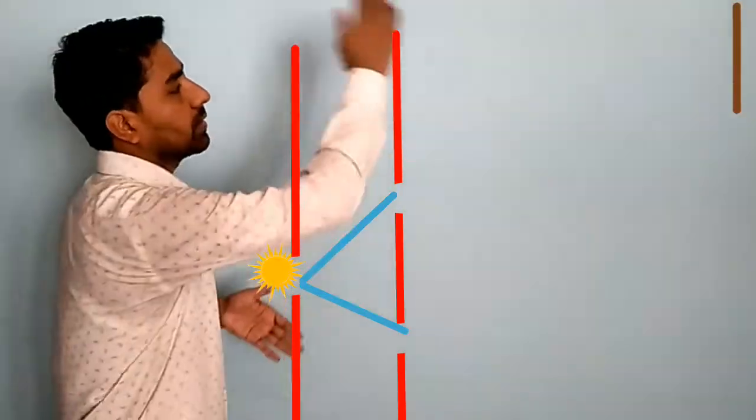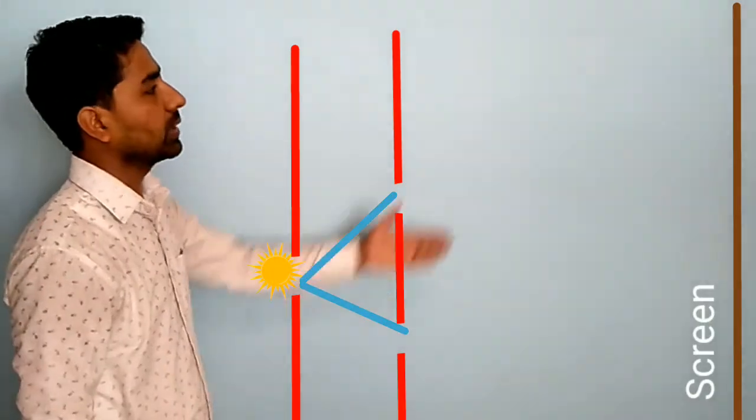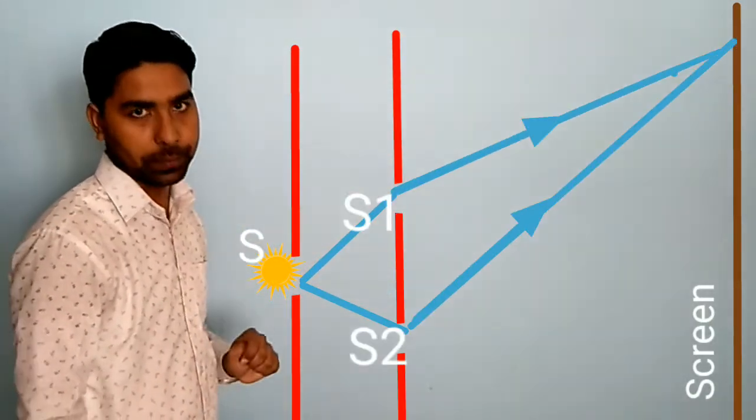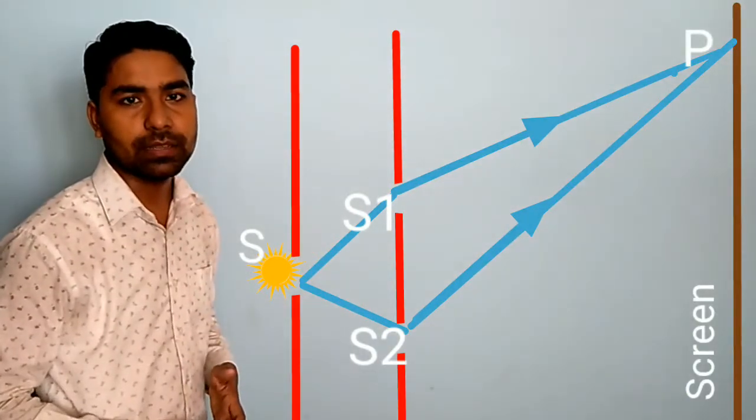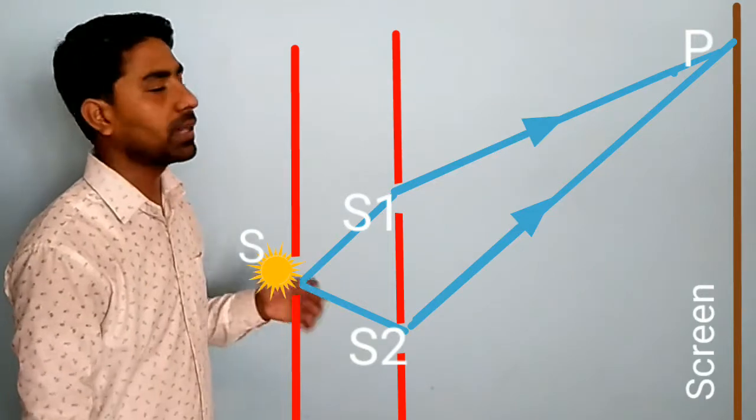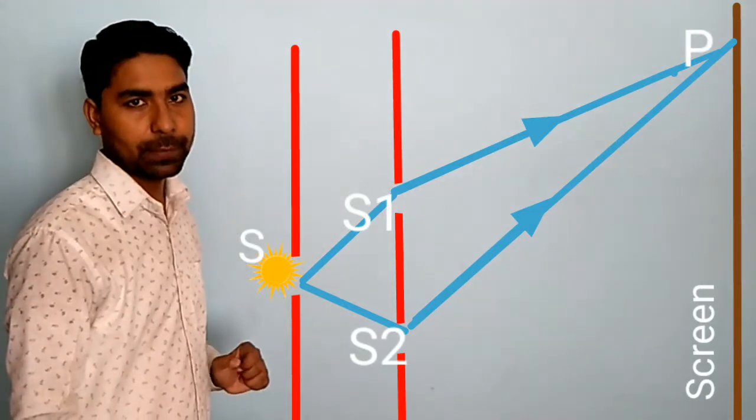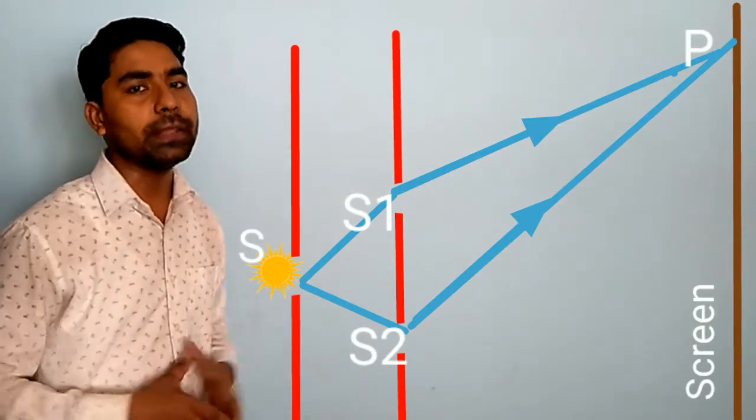So at the screen, wherever they will meet, I'm supposing that they are meeting at point P. We can take any point on the screen. The lights are superimposing at every point, but I'm taking a single point, point P. And now we have to find what will be there at point P.